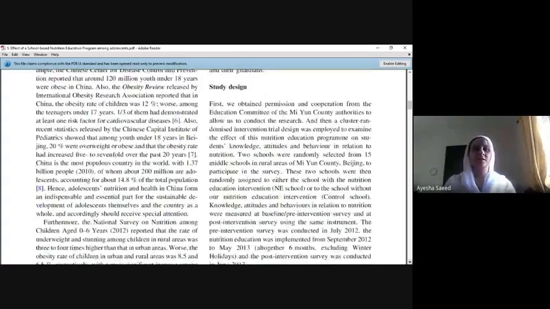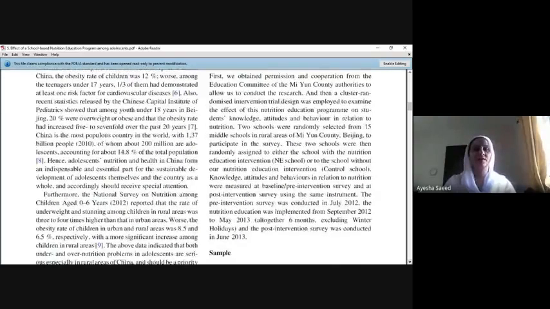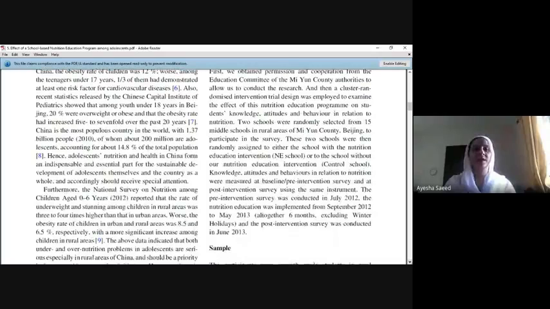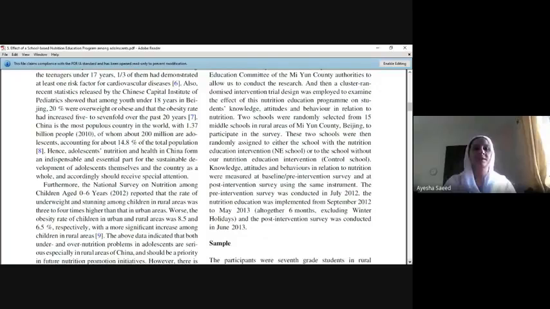These are general demographics of the Chinese. Hence, adolescents' nutrition health in China forms an indispensable, that means very important, that cannot be waived off, essential part for sustainable development of adolescents themselves and the country as a whole.